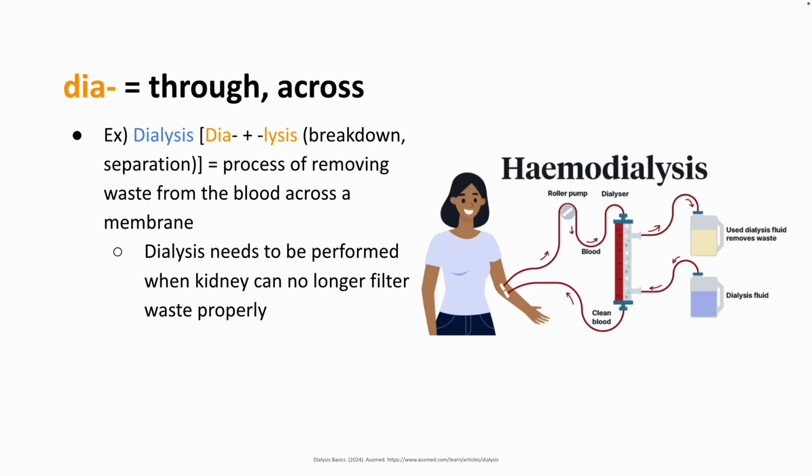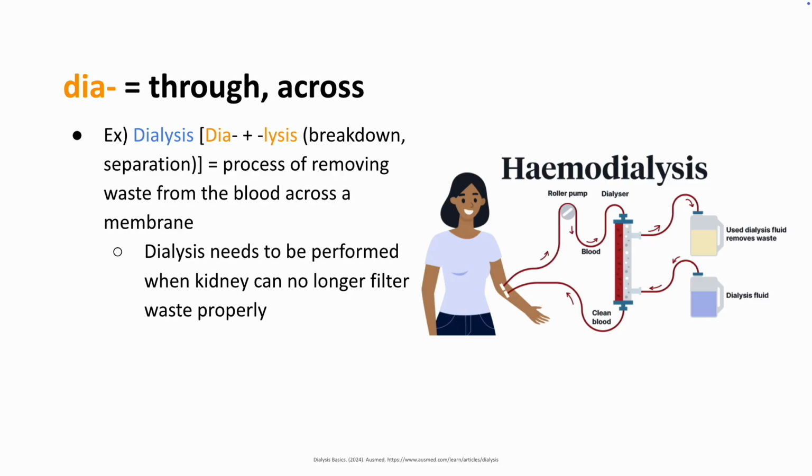Okay. So this was another term that was in the presenters' word lists. So dia is a prefix that means through or across. More common use is like diarrhea, like your poop just coming through. I guess you can think of it that way, dia. So dialysis is dia plus lysis, which was breakdown but more separation in this case. So dialysis is the process of removing waste from the blood across a membrane artificially.